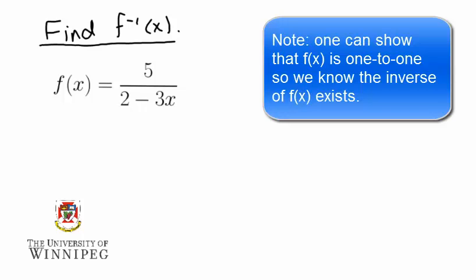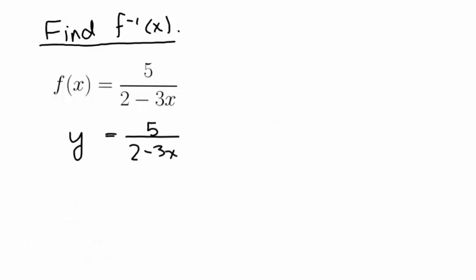In this video, we're going to find the inverse function of the rational function 5 all over 2 minus 3x. The first thing we can do here, just to make the algebra a little bit easier, is to replace f of x with y. So we'll have y is equal to 5 over 2 minus 3x. And then our next step is to interchange the x's and the y's. So I'm going to have x now equal to 5 over 2 minus 3y.